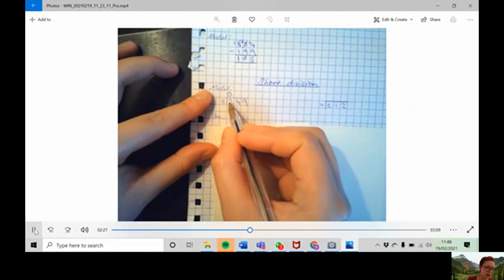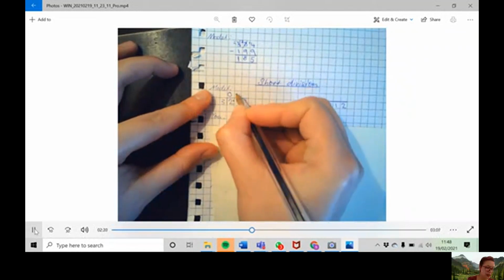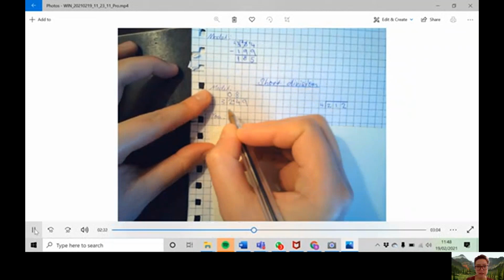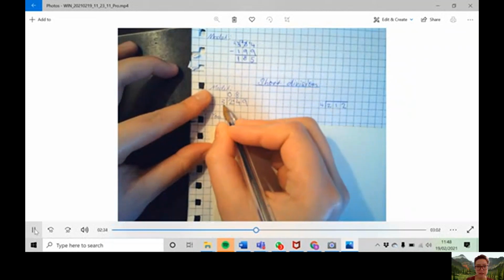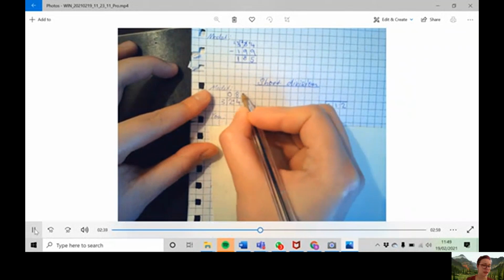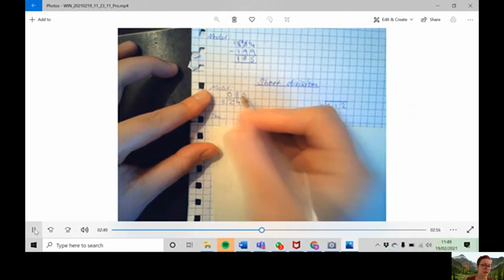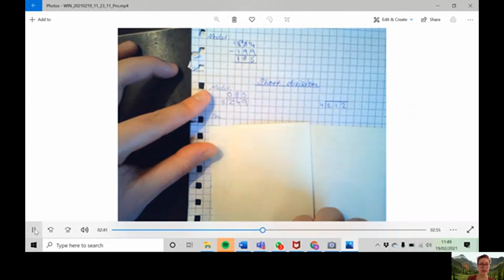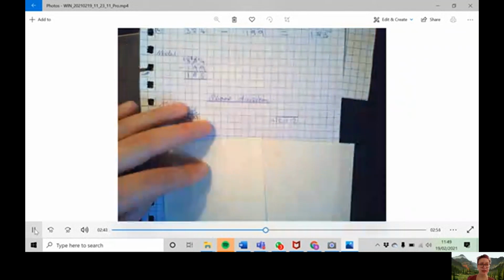How many times does 3 go into 24? 8 times. And how many times does 3 go into 9? 3 times. So we add the 3 there, and the answer is 83. Let's try it again.